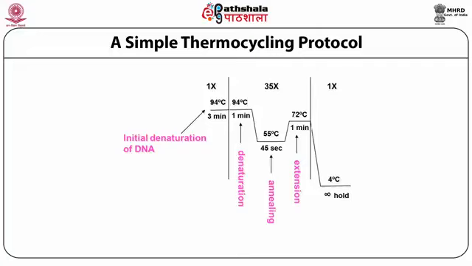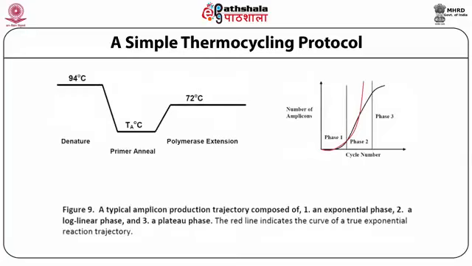Now, if I say that this PCR cycle is 30 cycles, what does it mean? The first cycle will be for the complete denaturation. From the 2nd to the 29th cycle, it will be denaturation followed by annealing followed by elongation, while the last cycle, that is the 30th cycle, is the final elongation. Here is a depiction of a simple thermocycling protocol that you can see: denaturation, again denaturation, annealing, extension, and finally it holds.